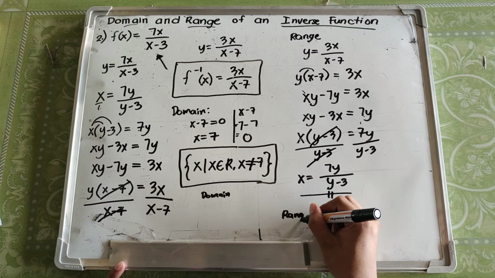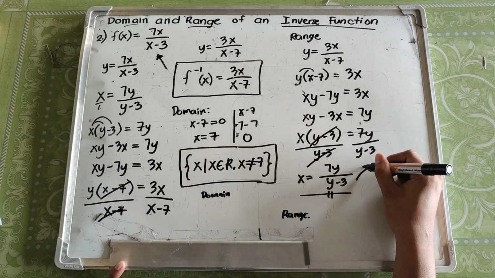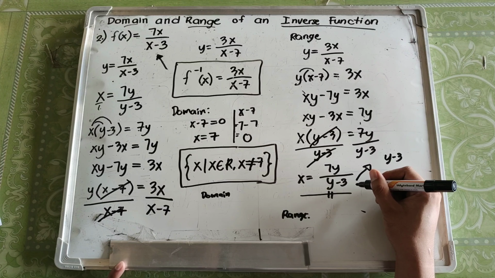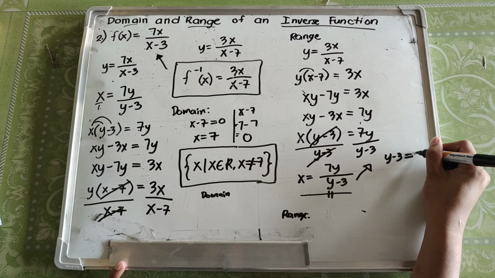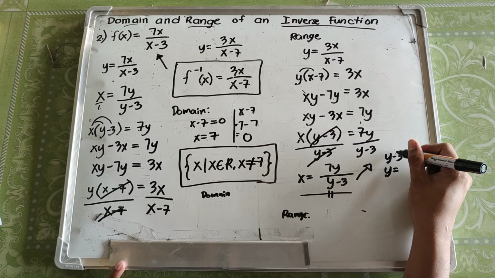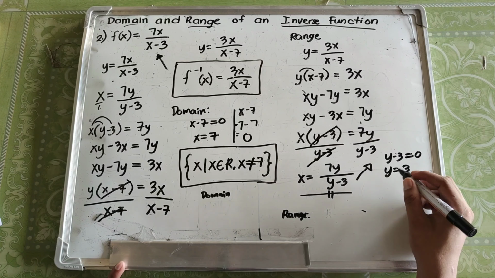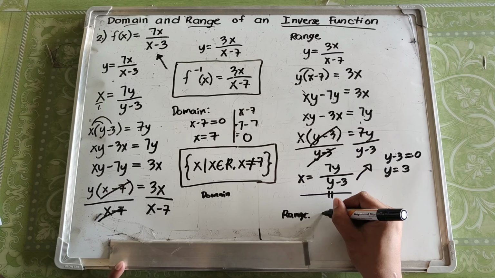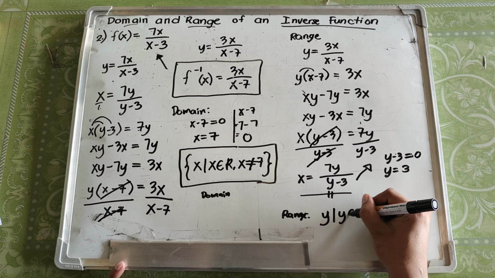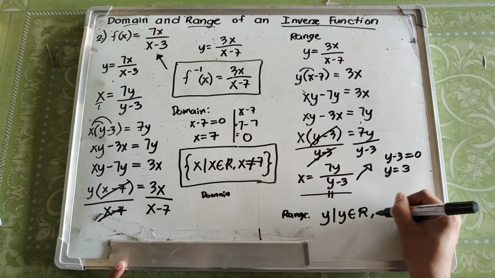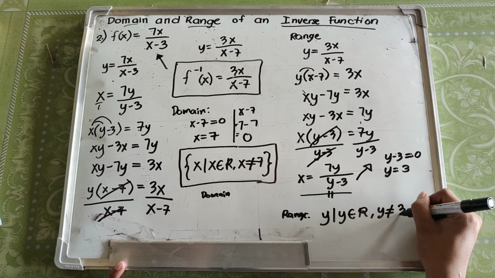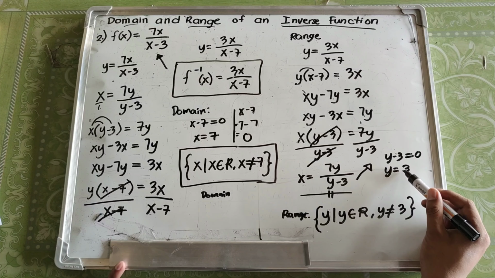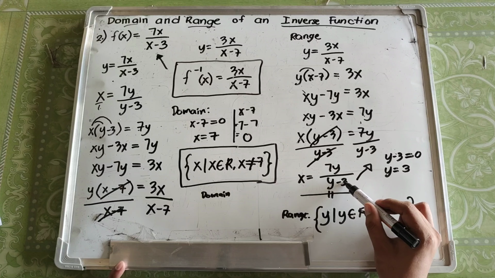Therefore, for our range, let's focus on the denominator. What is our denominator? y minus 3. Same process in finding the range as with the domain. Equate it to 0. So, y is equal to, transposing negative 3, positive 3. Therefore, 3 can make the denominator 0. So, our range is y such that y are the elements of all real numbers except 3, because 3 can make the denominator 0. 3 minus 3 is 0.